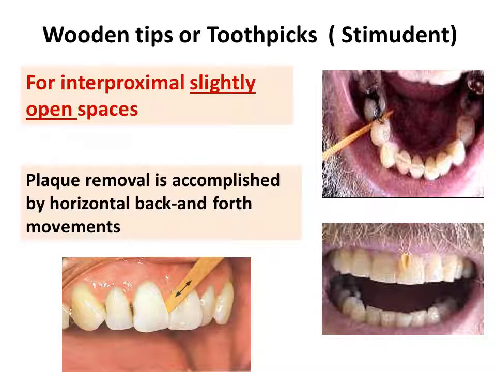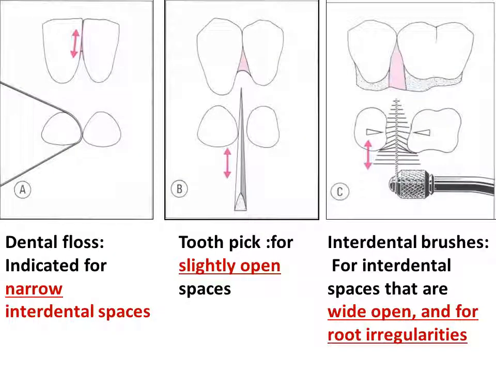Wooden tips or toothpicks. Stimulant. For interproximal slightly open spaces, plaque removal is accomplished by horizontal back and forth movements. As a summary, dental floss is indicated for narrow interdental spaces, toothpick for slightly open spaces, and interdental brushes for interdental spaces that are wide open and for root irregularities.